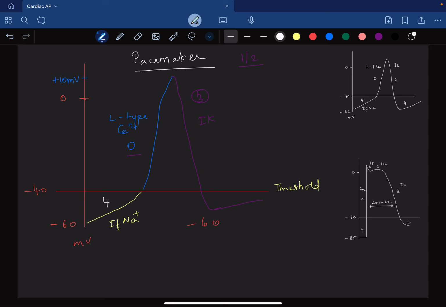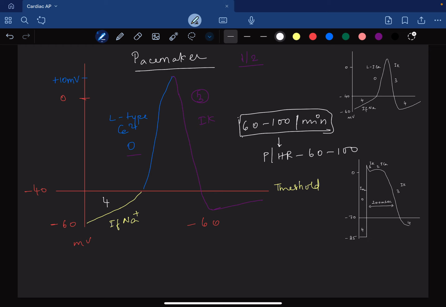You got it? This process repeats around 60 to 100 times a minute. And this should ring a bell. What is this number correlated to? The pulse. The normal pulse or the heart rate is about 60 to 100 a minute, and that's what the SA node is responsible for.